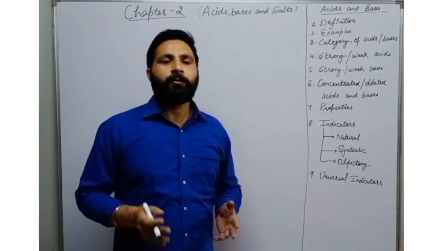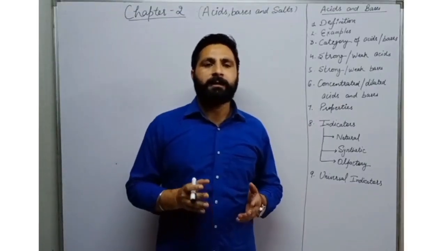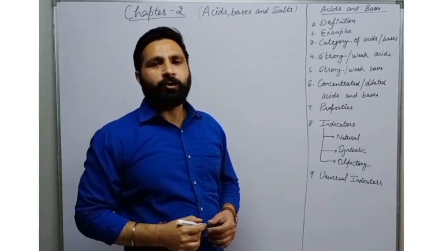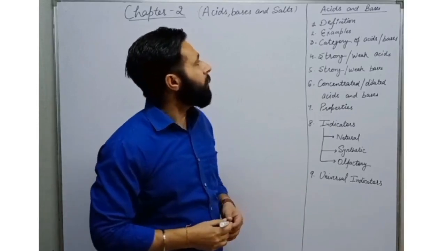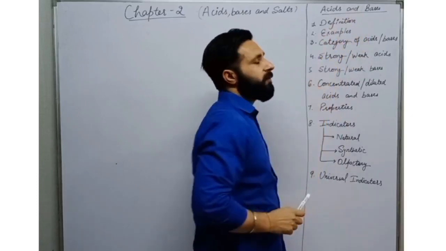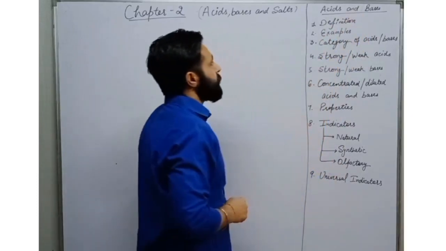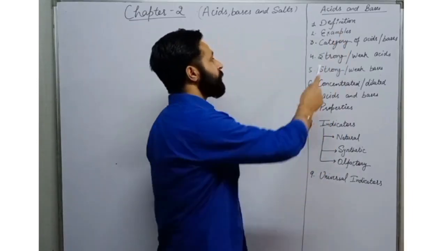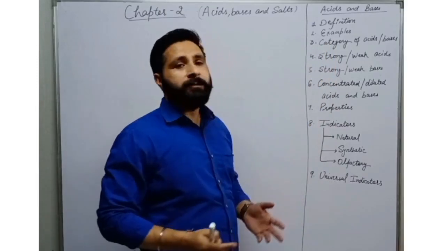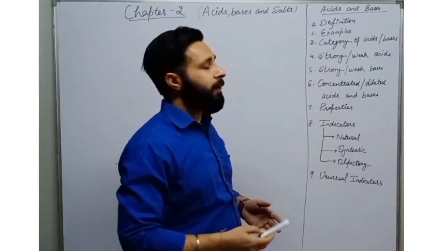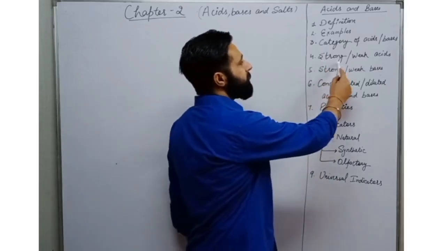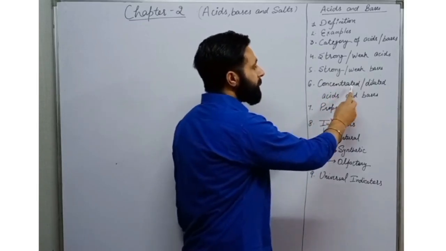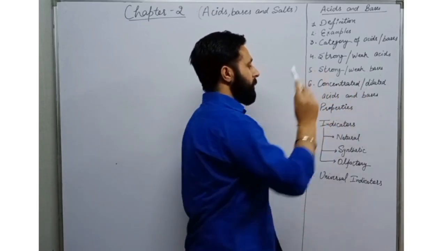Hello students, today we will start our new chapter, that is chapter 2, acids, bases and salts. In this topic, today we will learn about acids and bases. And in this lecture, we will learn what are acids and bases, that is definition. We will take some examples also, and what are the categories of acids and bases in which they are classified. Then strong acid, weak acid, strong base, weak base, concentrated acid, concentrated base, or dilute acid, dilute base.